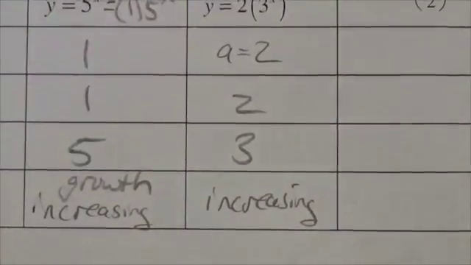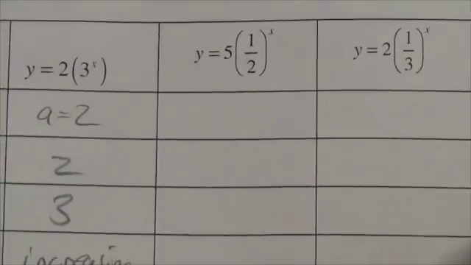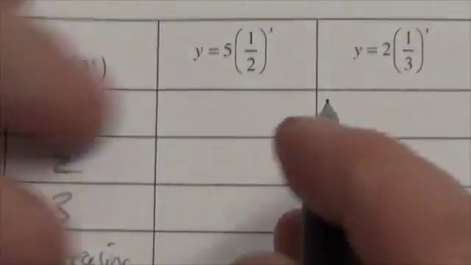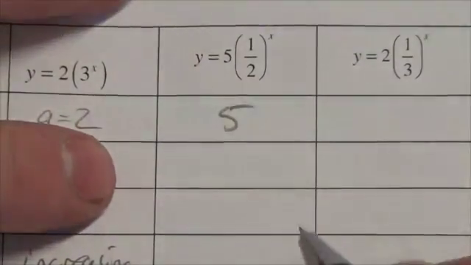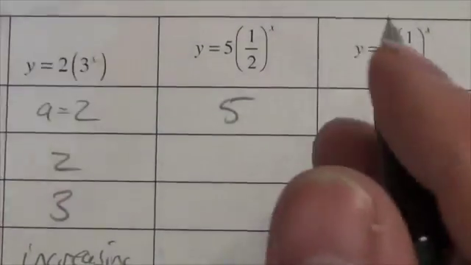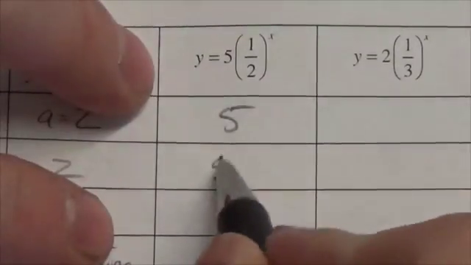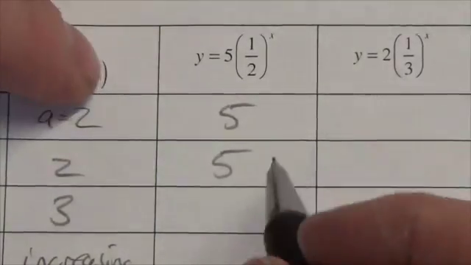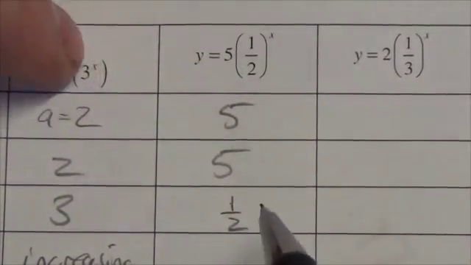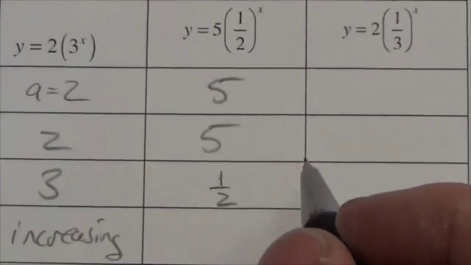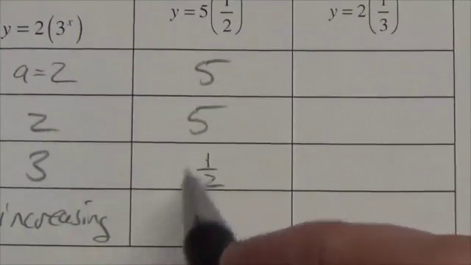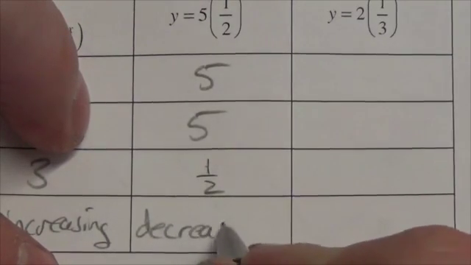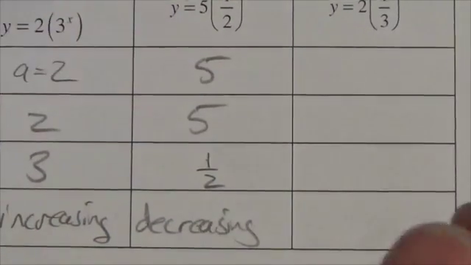Good. Look at the next one. Here's another one where I can clearly see the a and the b. In this case, the value of a is 5, and we should now start seeing the pattern. That means the y-intercept is going to be 5. The value of b, the base of the power here, is 1/2, because it's 1/2 to the x. And because this is between 0 and 1, this is going to be a decreasing function, a decreasing exponential.